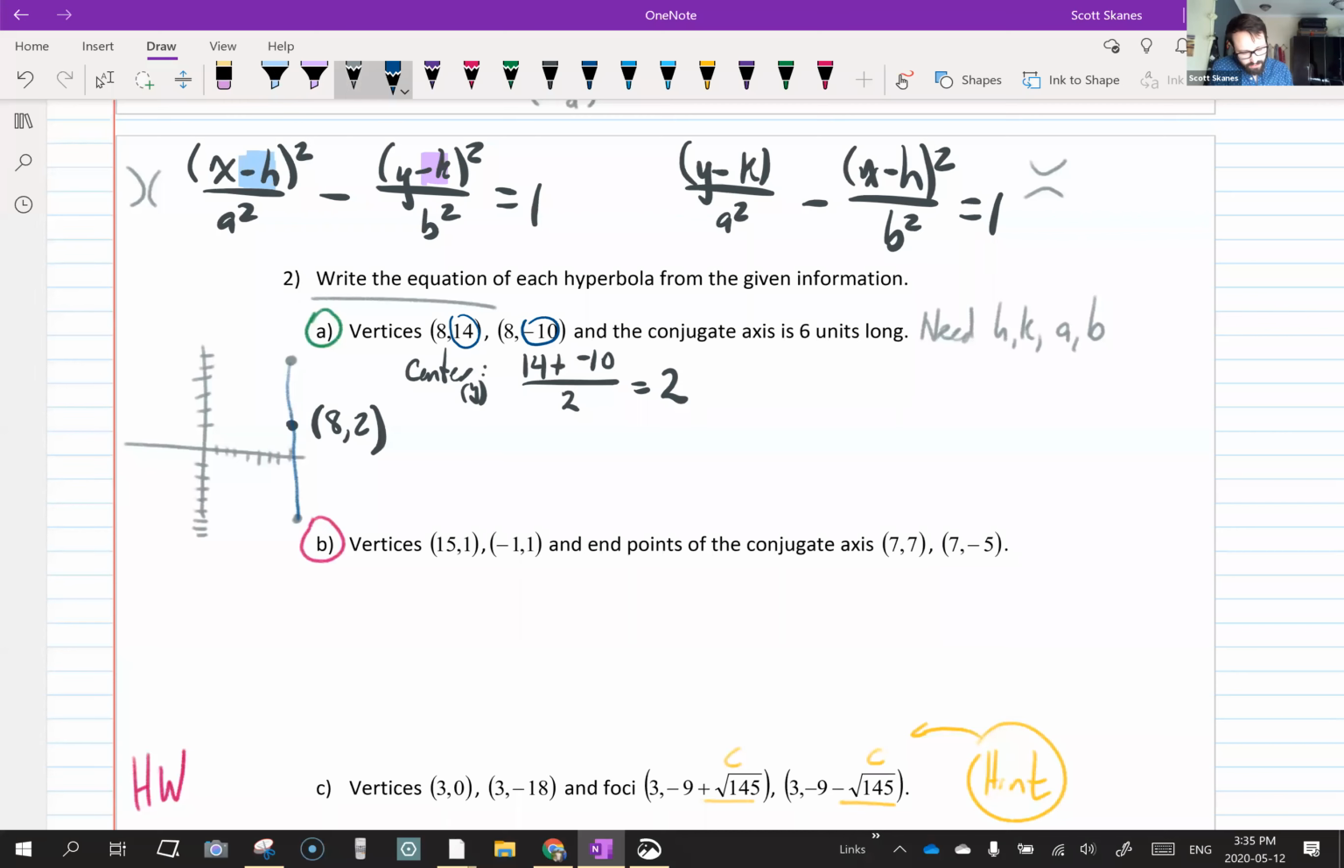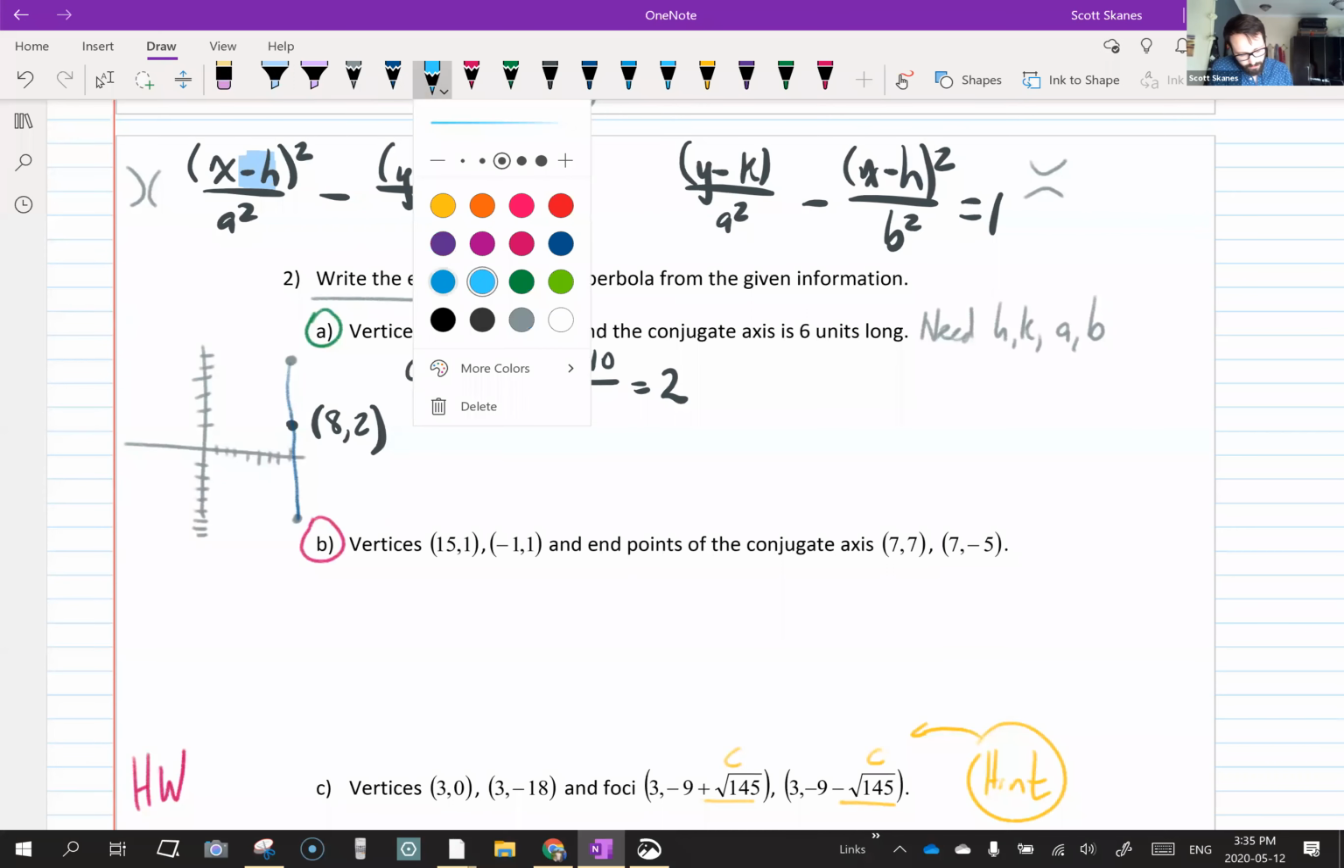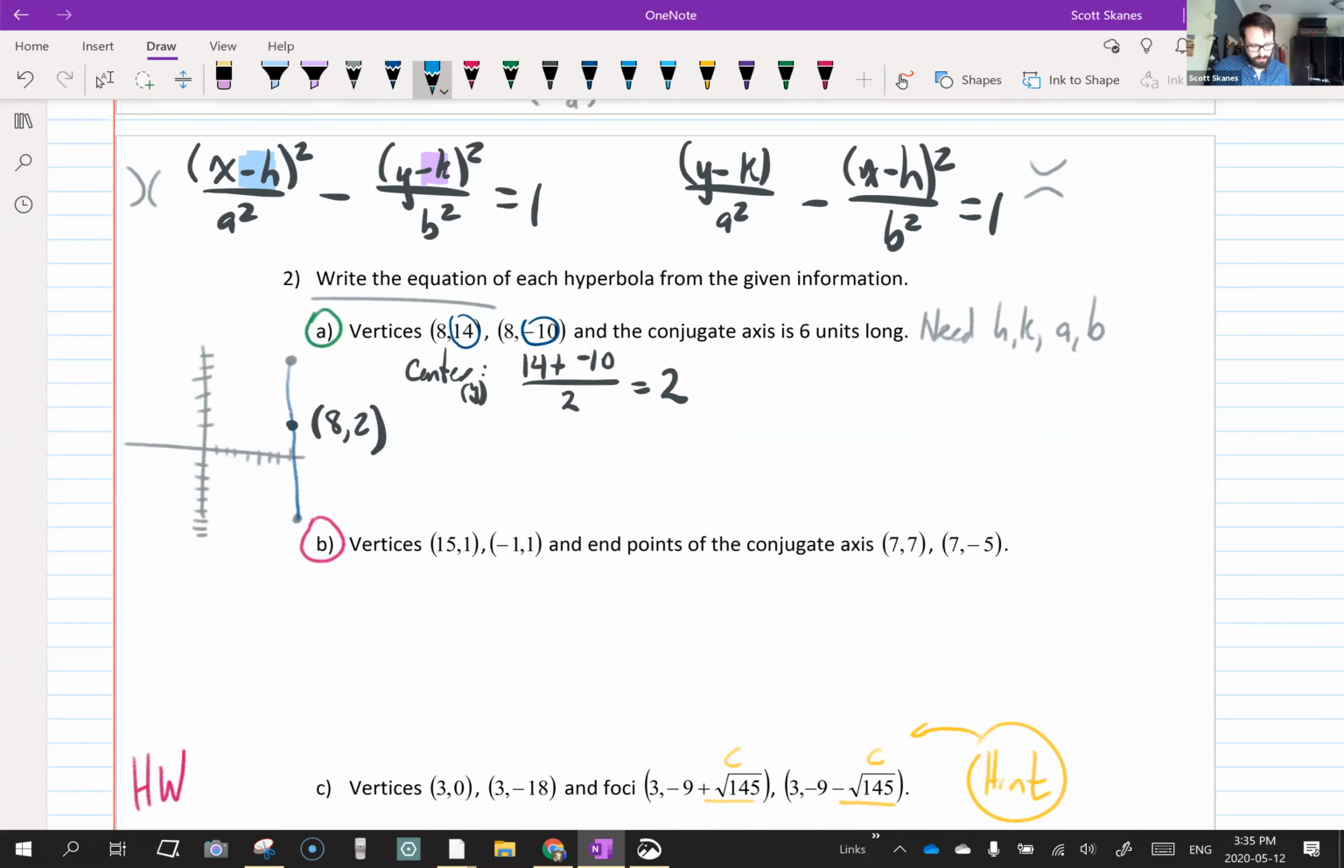The conjugate axis is 6 units long. The conjugate axis length normally is 2b. Remember, because we go b one way, we go b the other way. If you add that all up, that's 2b. That's the total length of the axis. So if it says it's 6 units long, it means that it's 2b. That means that b is 3.